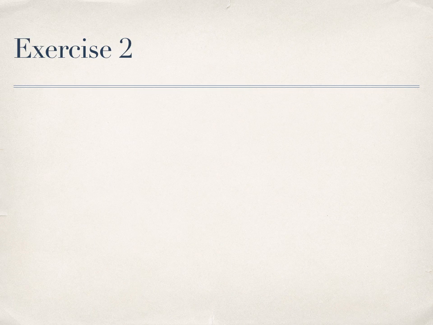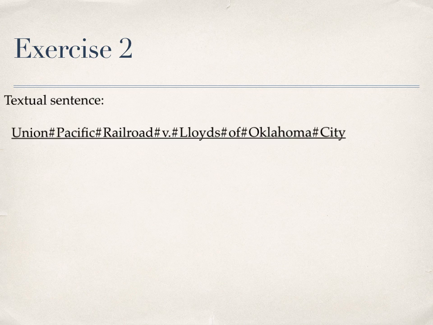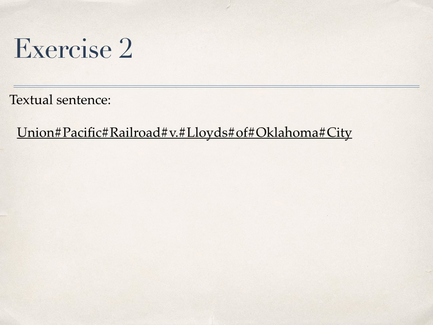Let's look at the answers for the second problem, starting with the answer for the case name in a textual sentence. The first party listed is Union Pacific Railroad Company. That will become Union Pacific Railroad. We can cut company from the case name because it is the second business designation in the party's name.